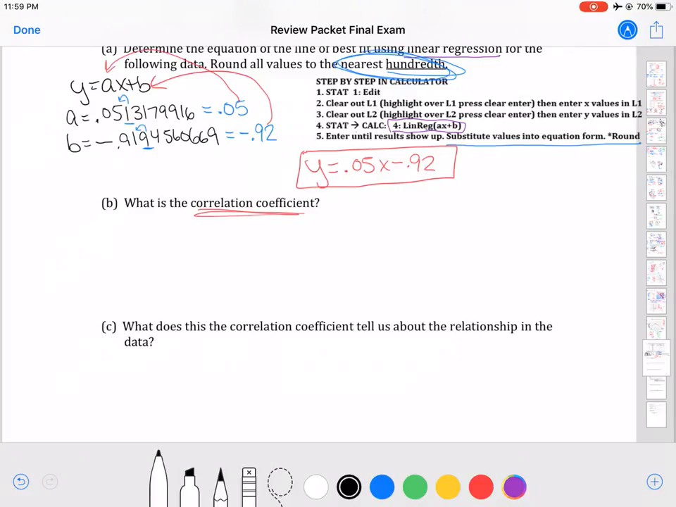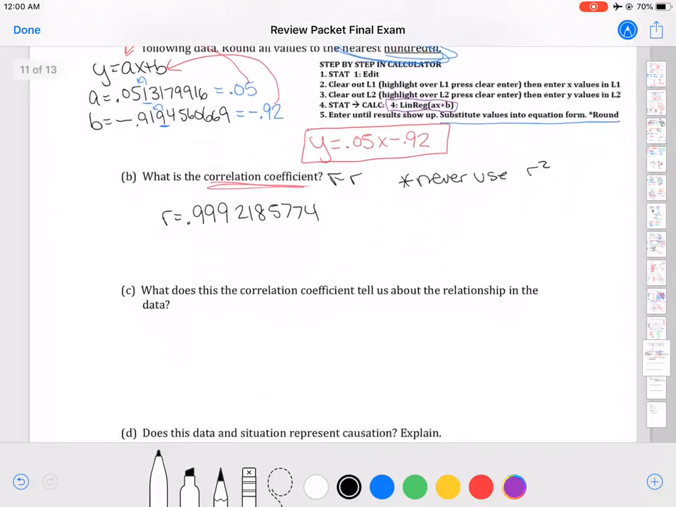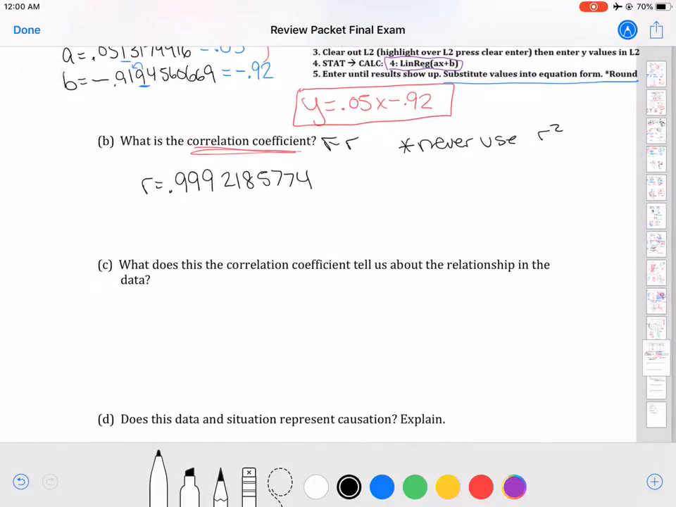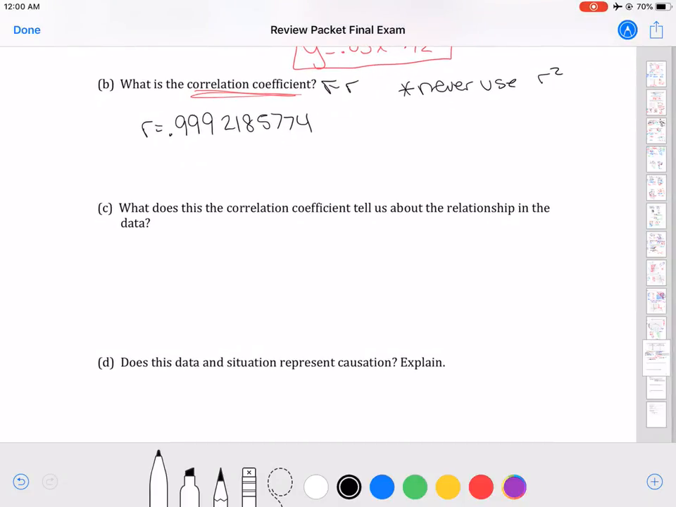All right. B, what is the correlation coefficient? That's going to be the R value in the calculator. If it helps, it's correlation coefficient. That's always going to be R. You never use the R squared. Just completely ignore it. It shouldn't be on there. It's kind of there to throw you. Just use R only. So R for this one, when I just copy it from the calculator, is 0.999,218,5774. If it told you to round, you would round, but this one doesn't, so just write out the whole thing.